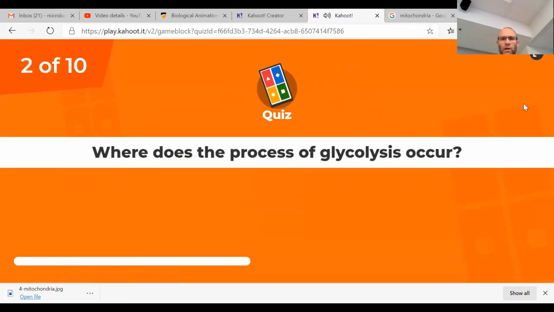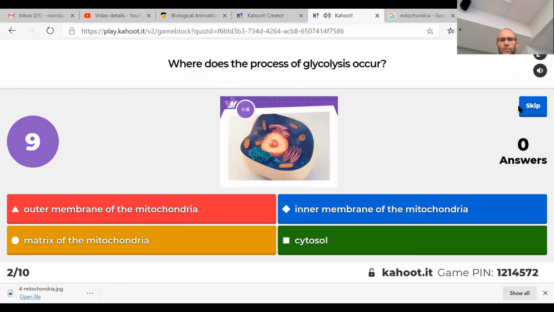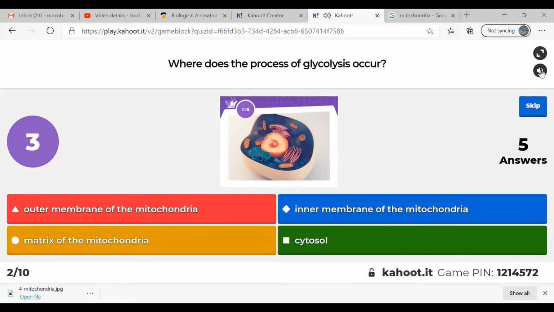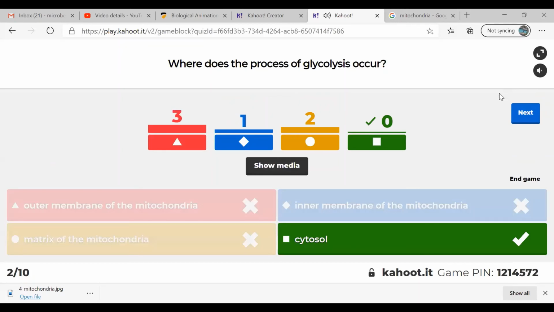Question 2, where does glycolysis occur? So the correct answer is the cytoplasm. So glycolysis has nothing to do with the mitochondria, so not good. 0 people got that one right.